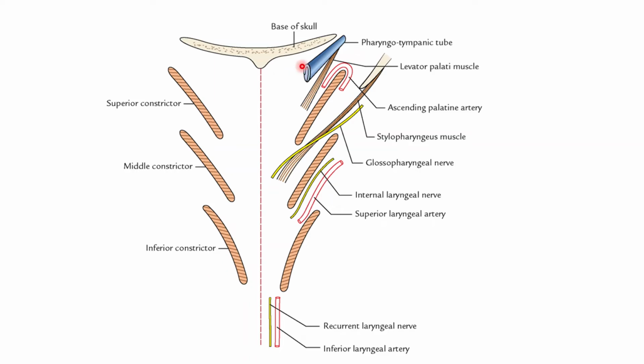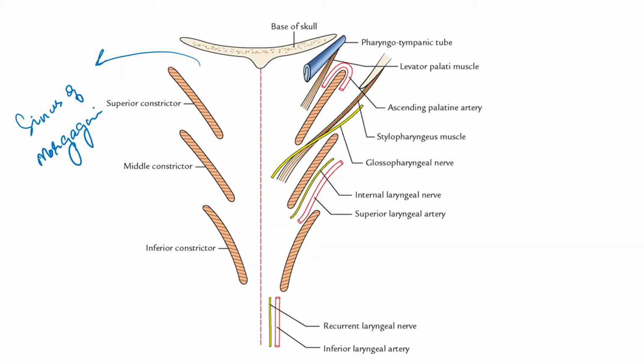That is the very first space, the space which lies between the base of the skull and the upper border of the superior constrictor muscle, which is called the sinus of Morgagni. This space allows the passage of an important tube, which is called the auditory tube. So this sinus of Morgagni allows the passage of the auditory tube, number one.